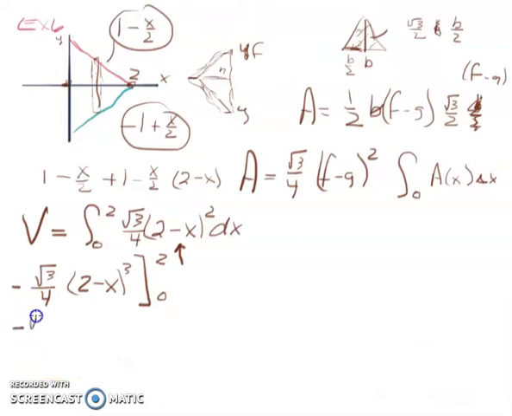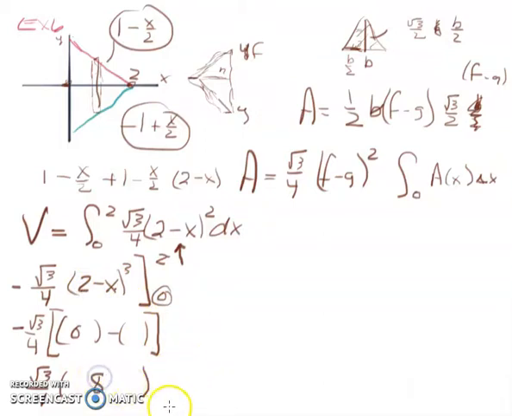So what does that mean? It's going to be negative radical 3 over 4 times blah minus blah. Now, one of these is going to be 0. Oh yeah, when we put in the 2, that's going to be 0. So that's going to go away. So let's work this out. Negative radical 3 over 4 times something. Now, what is that something? Well, we have to plug in the 0. So what's 2 minus 0? 2 minus 0 is 2. 2 cubed is a whopping 8.